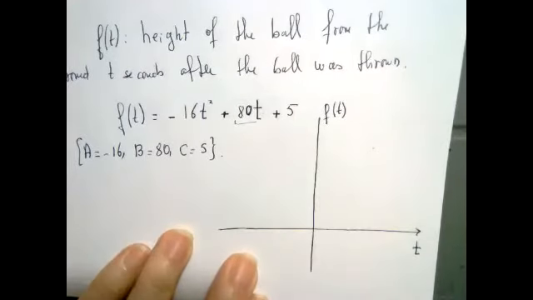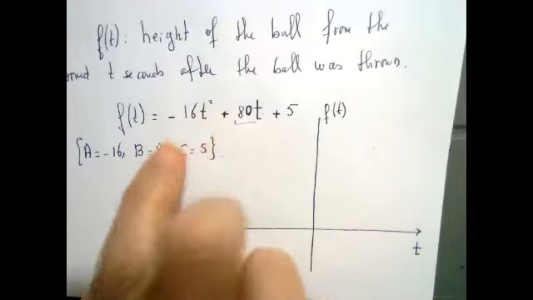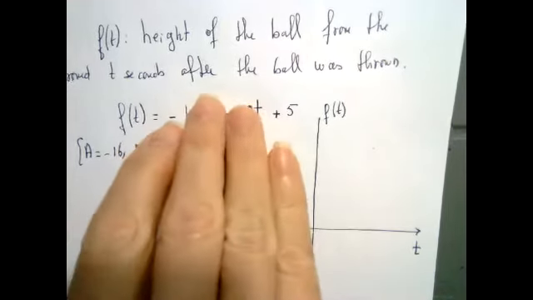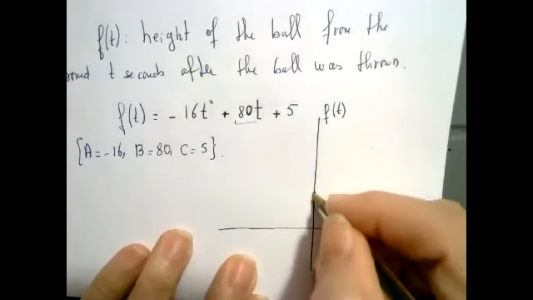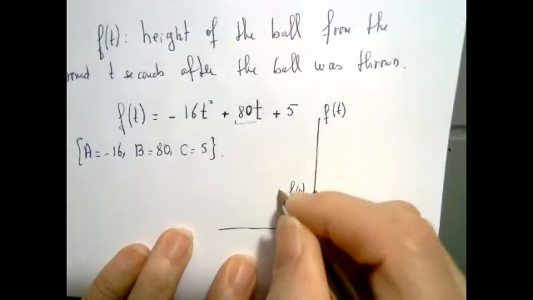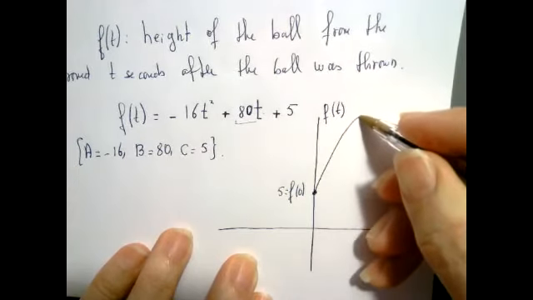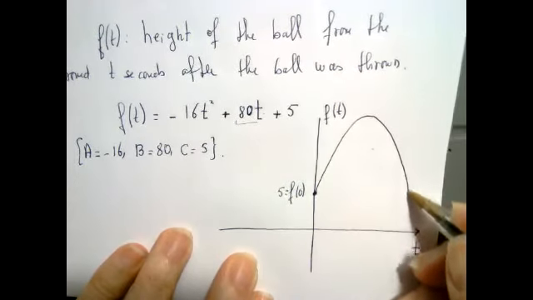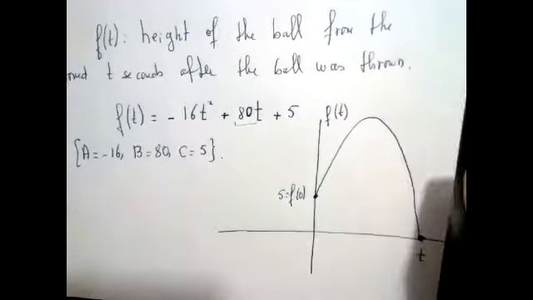Now, it's always nice to know what happened at t equal to 0, so you can have a decent graph. If t equal to 0, it means if you plug in 0, you get f of t equal to 5. So this is 5, which is f of 0. That's the 5. So the ball goes up, goes down, and finally it hits the ground again. Okay, so that's really the behavior of my ball.